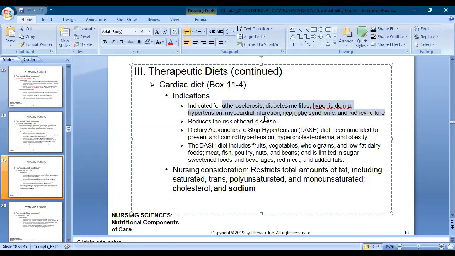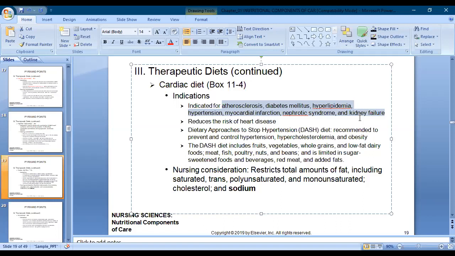Myocardial infarction, it is not infection, my friend, infarction. Blood supply goes less, ischemic change occurs in the heart, heart tissue dies, and heart failure develops. Nephrotic syndrome, so the kidney protein does not keep a balance, and kidney failure. So if anybody takes the cardiac friendly diet, like low fat, low sodium, this helps them prevent heart problems, meaning hypertension or chronic heart failure.